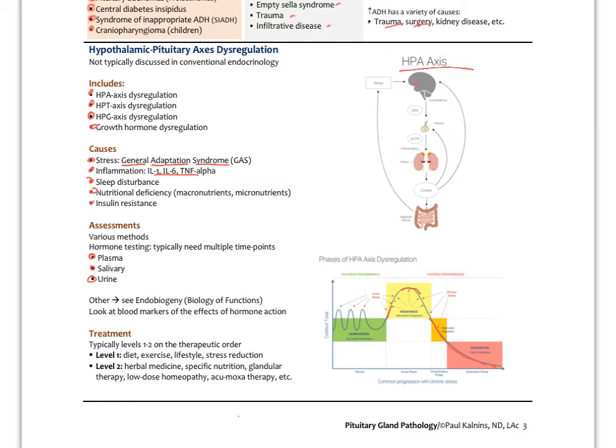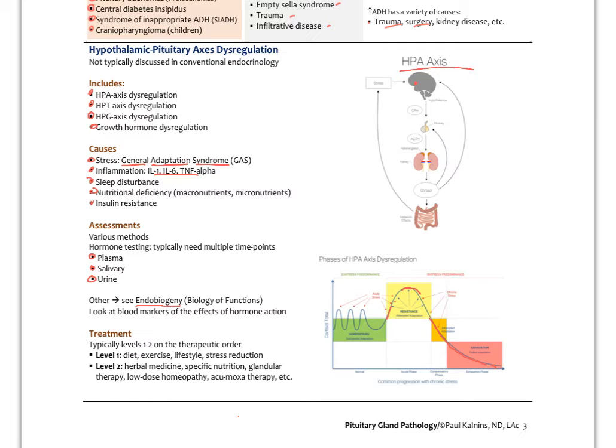There are other ways. For example, there's something known as endobiogeny. I'll just mention that here. It's a system of medicine developed by endocrinologists in Europe, France primarily, that's now taught in the States. Naturopaths are part of the training programs now. It's also known as the biology of functions.